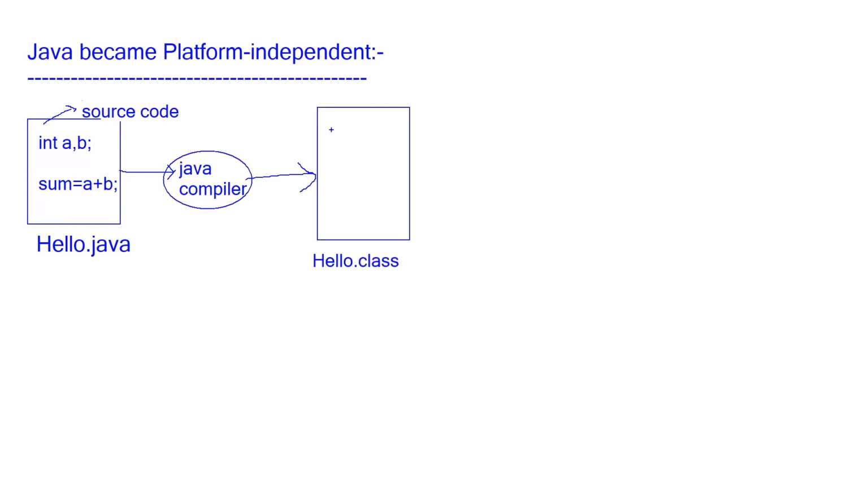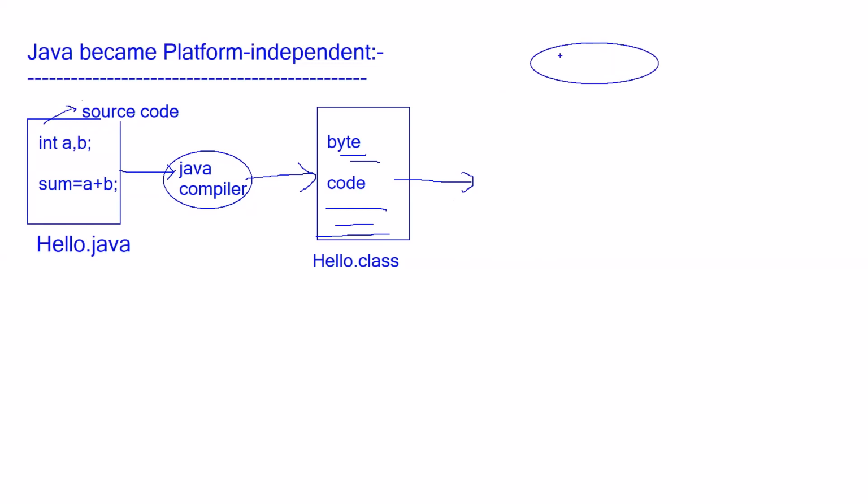And it contains not the binary code like 1100, 11000. No, it doesn't contain that kind of code. It contains something called byte code. The hello.class file contains byte code. So byte code is not an executable code. Then if you try to run it on the computer, suppose there is a Windows operating system, we can assume.